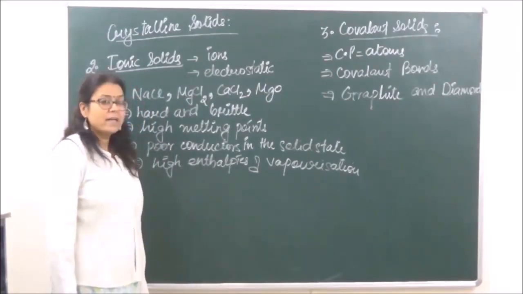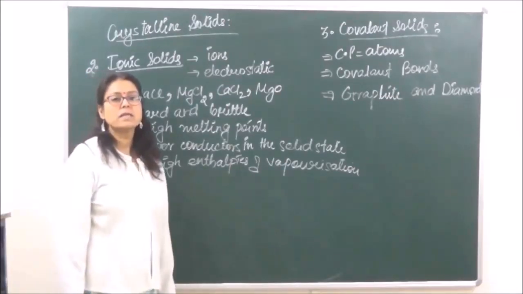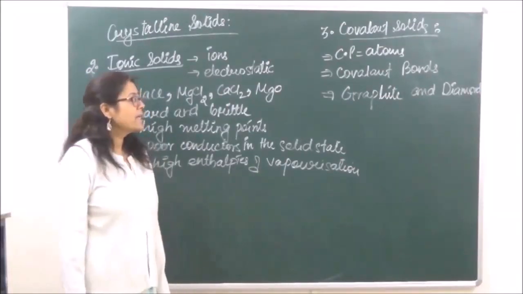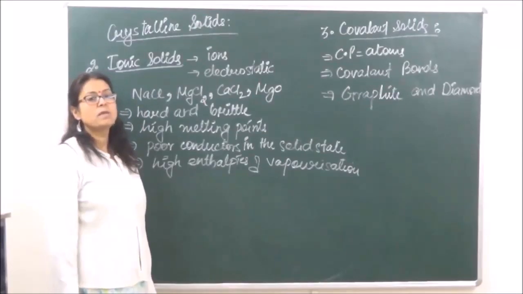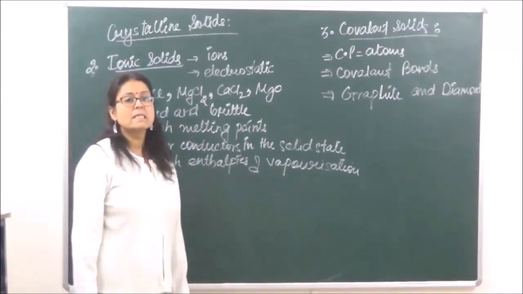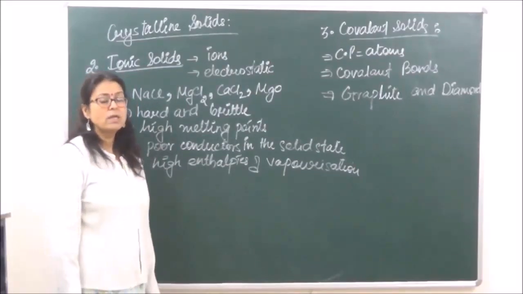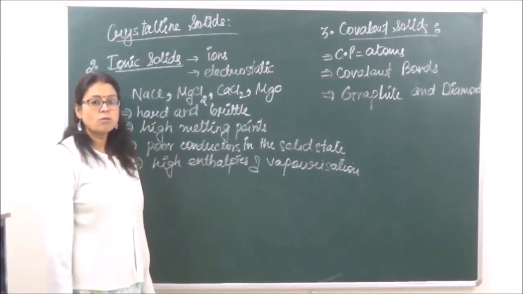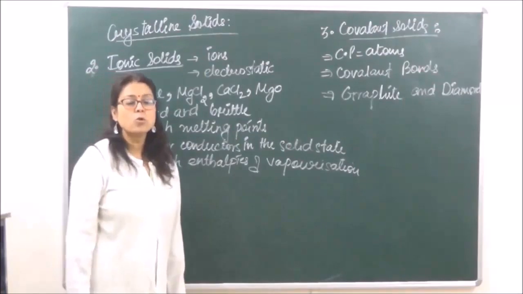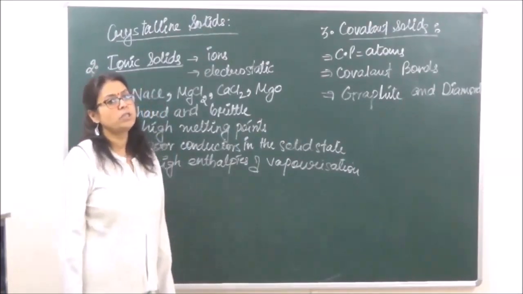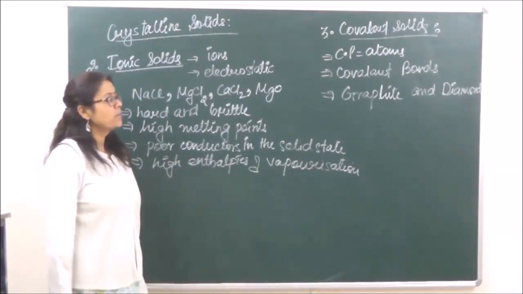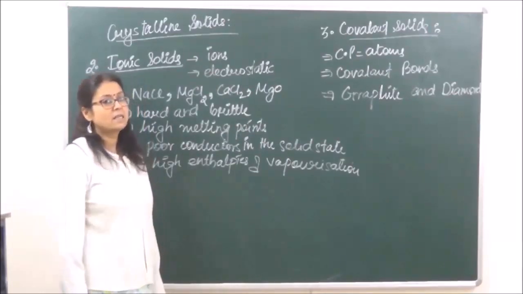In case of graphite the hybridization present is sp2, and in case of diamond the hybridization present is sp3, as a result of which diamond is the hardest substance known and graphite is softer. It is used as a lubricating material for machines. So this is the difference between graphite and diamond.